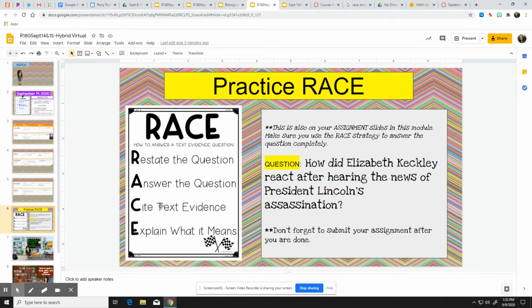With the citation, don't forget I want direct quotes from the actual text, so make sure you're finding stuff that goes along with your answer to prove it. It's almost like being a detective.